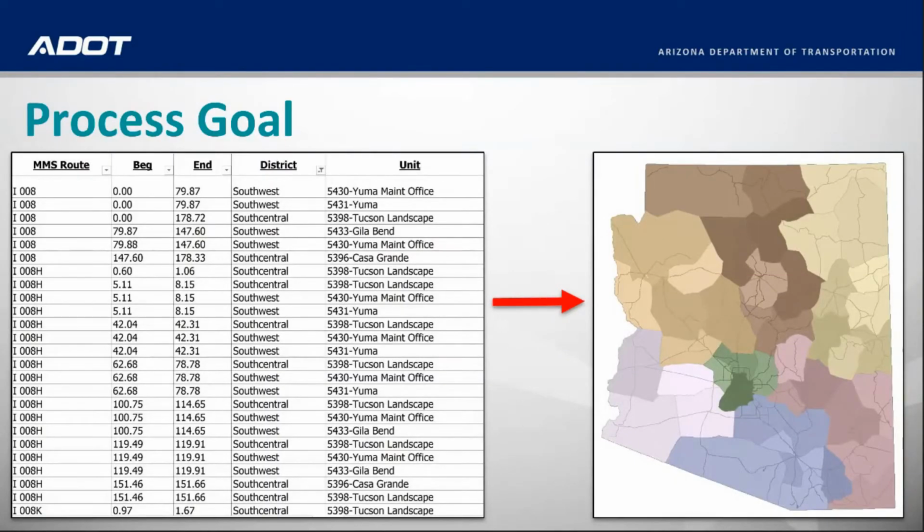A screenshot of the non-spatial PeCoS table is on the left. This table refers to routes and milepost ranges that are maintained by specific road crews. The beginning and ending columns in this table refer to the beginning and ending mileposts on a route that are maintained by a specific maintenance unit. The desired linear and polygonal output is on the right, which is a spatial representation of the same linearly referenced events.